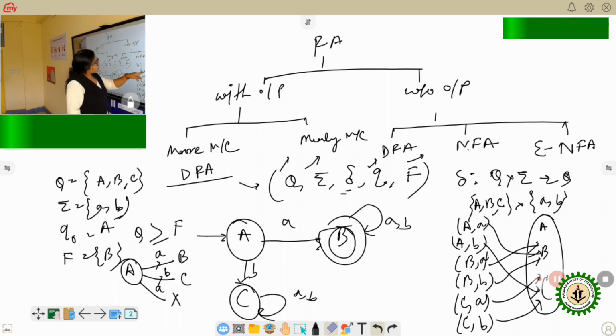So here Q is A, B, C and sigma is a, b. Then from A, by giving input a, I can go to state B. From A, by giving input b, I can go to state C. I have represented all the transitions here, and finally we are reaching Q. So this is the transition function. Okay, so this is all about DFA. Next we will see one example of DFA.